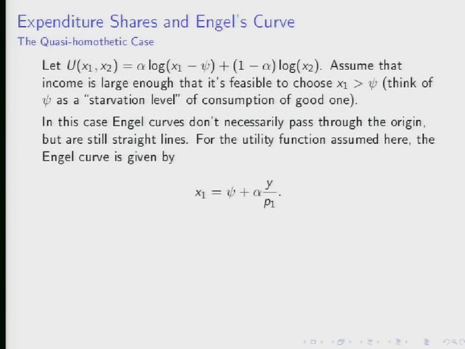And here it is. So let's define a utility function u of x1, x2. It's going to look very much like what we've done before. The only difference is that instead of having alpha log x1, we're going to have alpha log (x1 minus psi). And so psi, this Greek letter psi here, has an interpretation of being a subsistence or a starvation level.